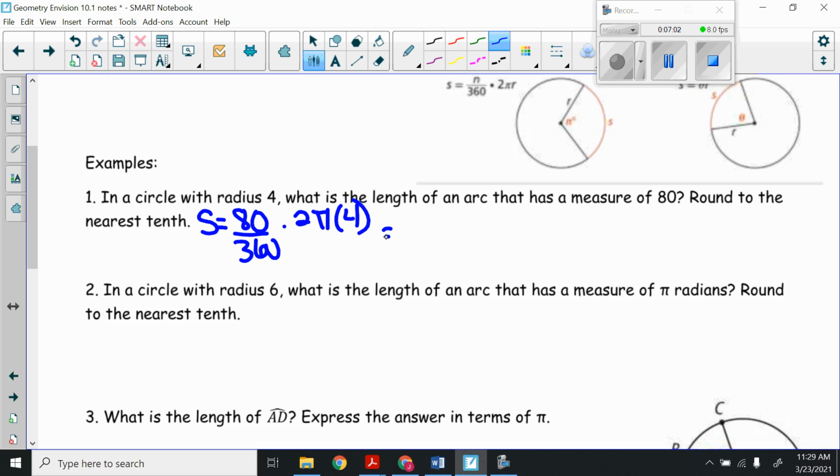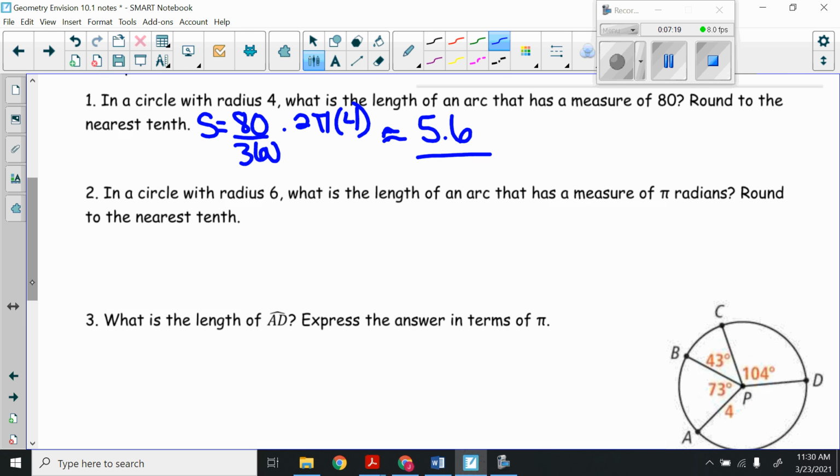So 80 divided by 360 times 8 pi. We're going to round to the nearest tenth, so that is approximately 5.6. So the arc length is approximately 5.6. They did not give me units, so I don't have units to put there.